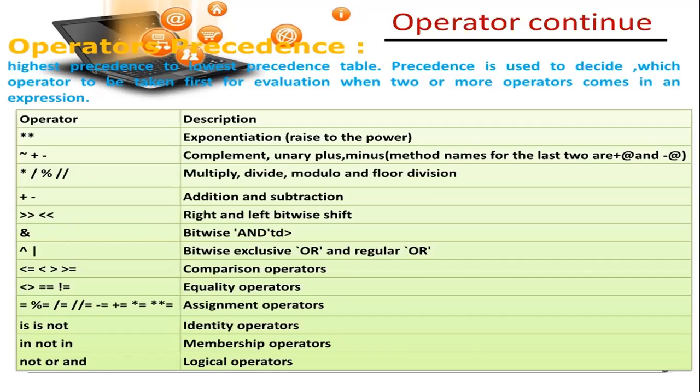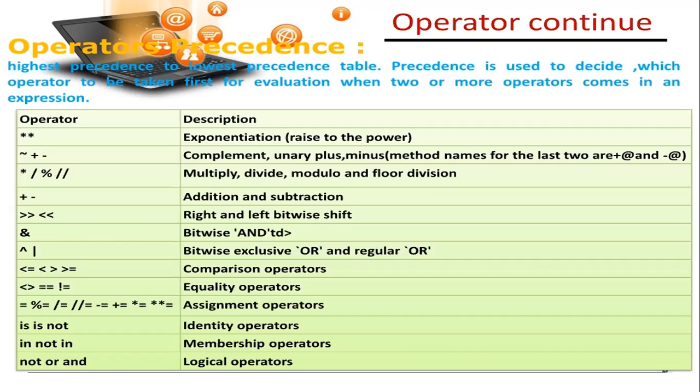The first one, the first thing that is executed in a statement, is the exponential, or the power of. Precedence is used to decide which operator has to be taken first for evaluation when two or more operators are there in one expression. So if in any expression there is an exponential, raised to, that's the first thing that Python will do.